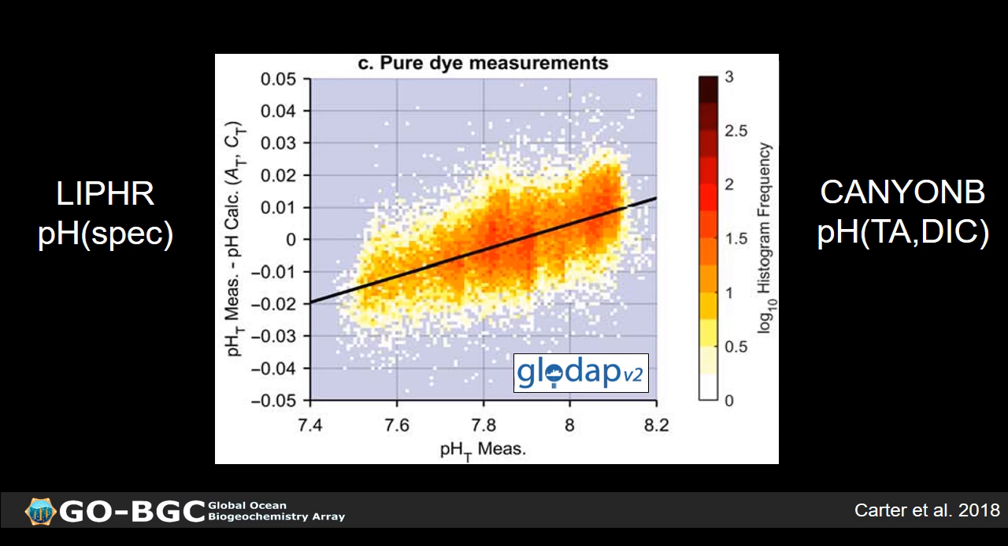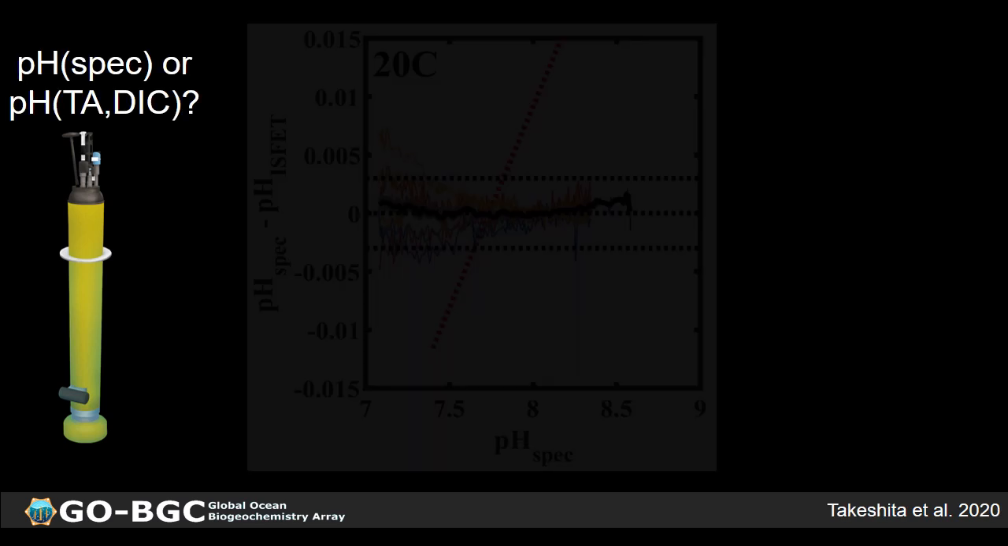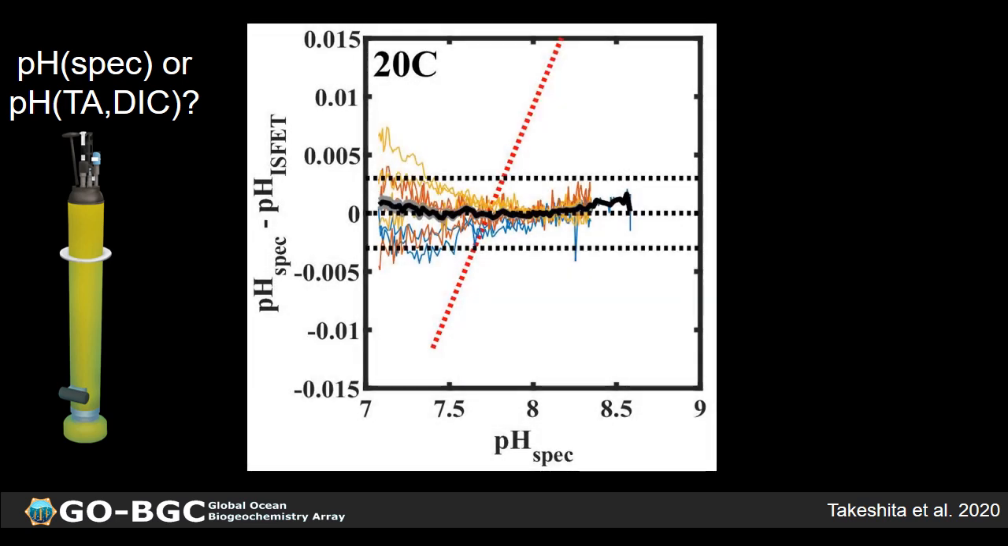So which one should we use? Should we use the algorithm that is consistent with pH spec or pH alkalinity and DIC? And we have chosen to correct for the algorithm that's consistent with pH spec, based on this paper, Takeshita et al.